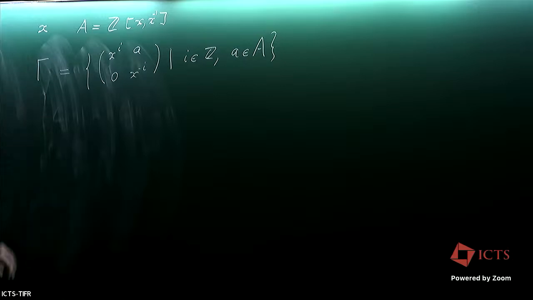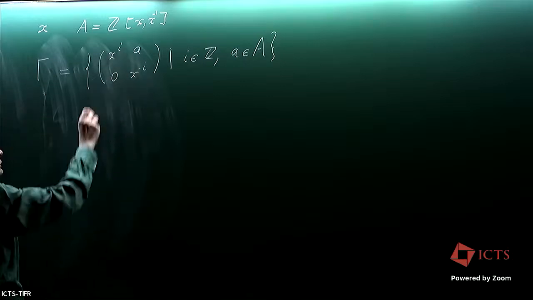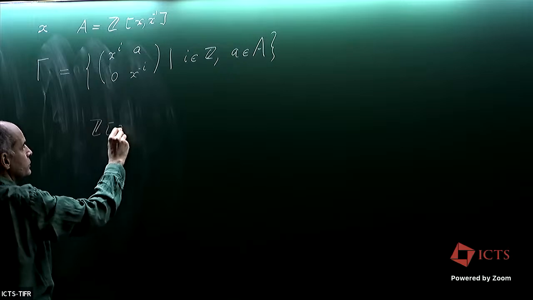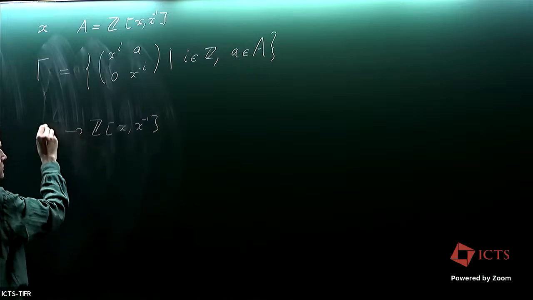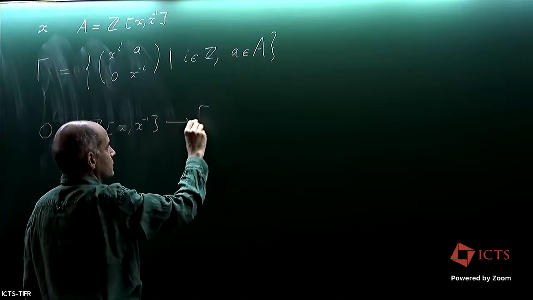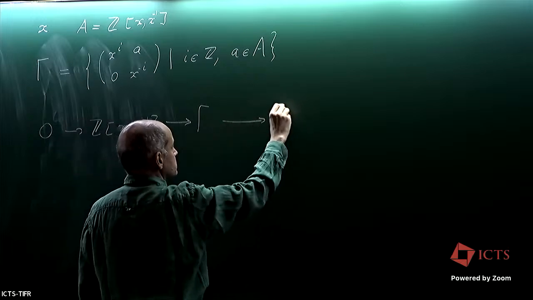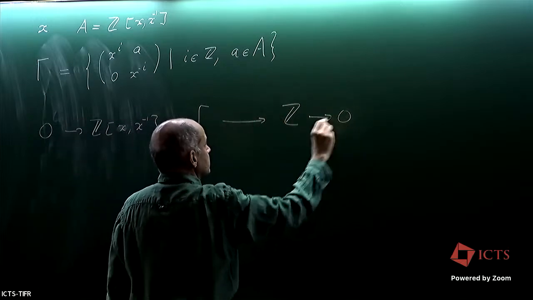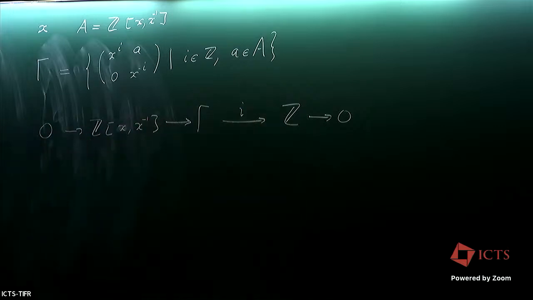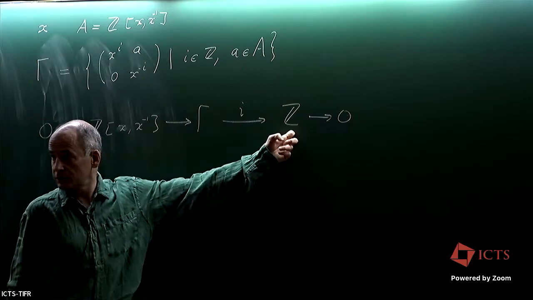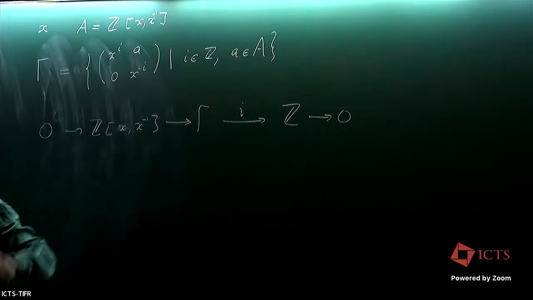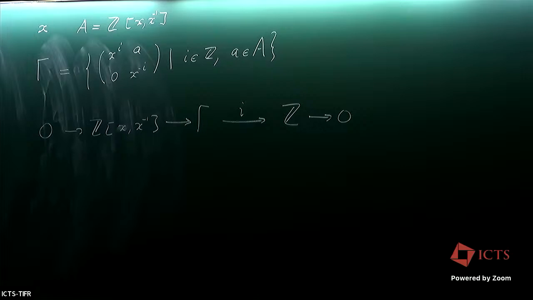It's clearly solvable because the unipotent matrices form the abelian group, the Laurent polynomial ring, and the quotient is obtained by the exponent I. So it's an extension of two abelian groups. One is finitely generated and the other is not. And that's the reason why it might fail to be BG, and actually it fails.